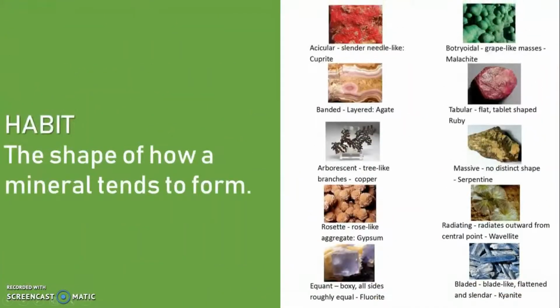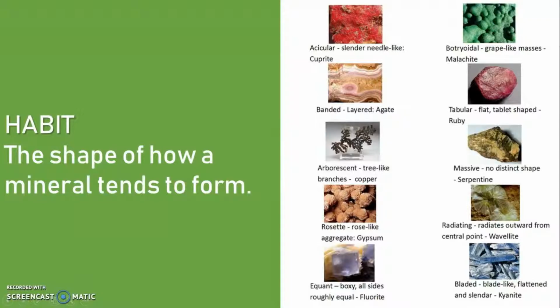Habit is the shape of how a mineral tends to form. As you can see from the pictures here, different minerals have different habits in how they form. So like their outer shape, sometimes they have tablet or flat shapes, or maybe sometimes they look sharp. That's the habit of a mineral.